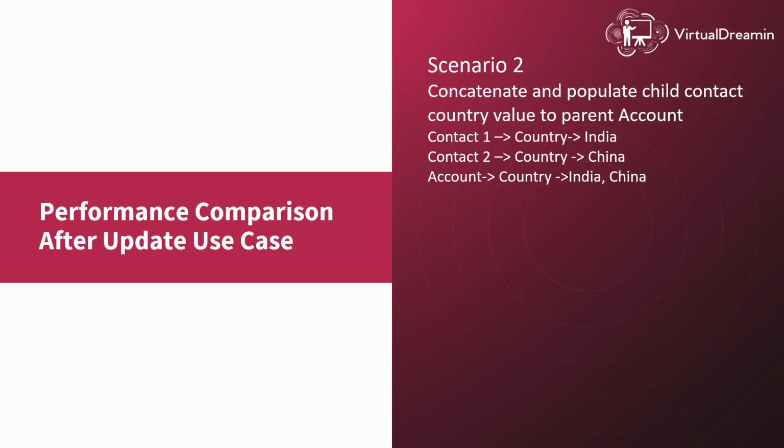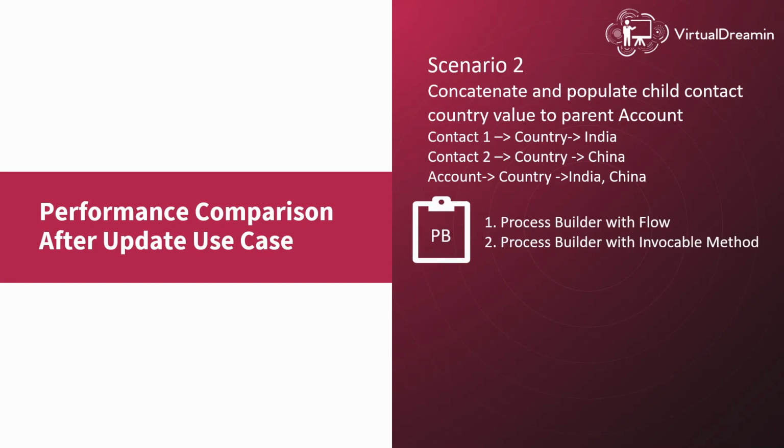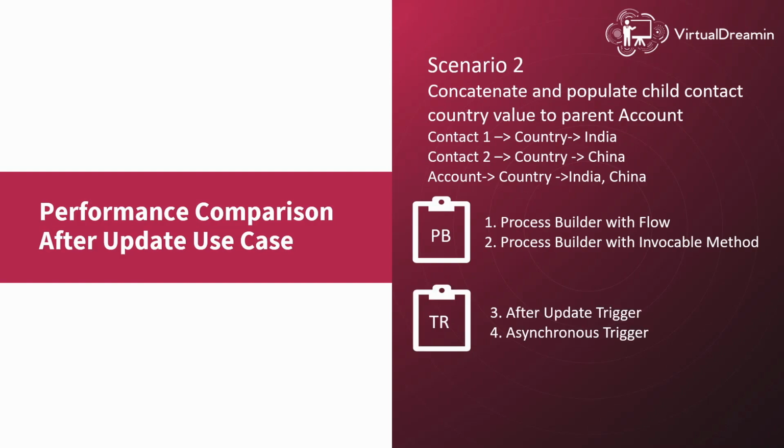Again, Salesforce has multiple solution options for this scenario. Let us see the different options. Using Process Builder, you have two solutions: using a flow and using an invocable method. Using trigger also, you have two options: an after update trigger and an asynchronous trigger. We can also consider queueable Apex. I'm sure Salesforce might be providing other solution options also, but for the time being, I'm just considering these 5 scenarios.